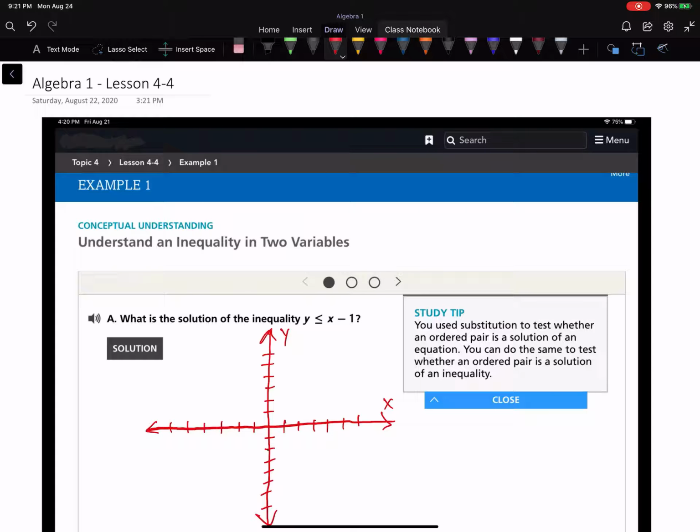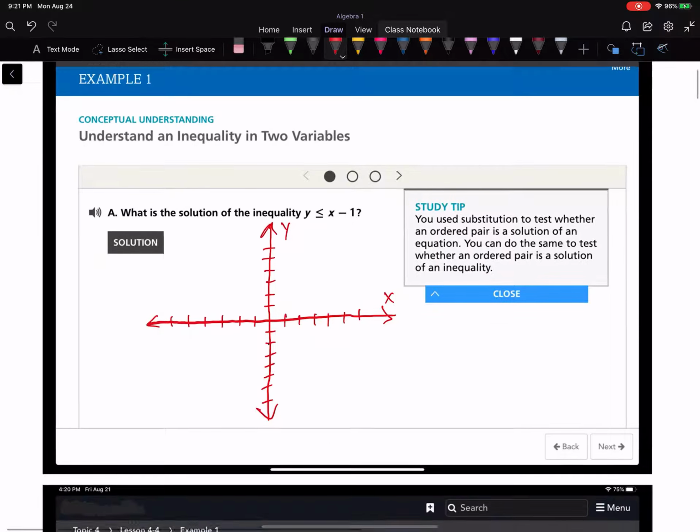Today's lesson is lesson 4.4 in your books, and it's basically inequalities with two variables. So we're going to do some graphing and answer some other questions as well as writing our own inequalities. So let's get started. We've got a few examples to get going.